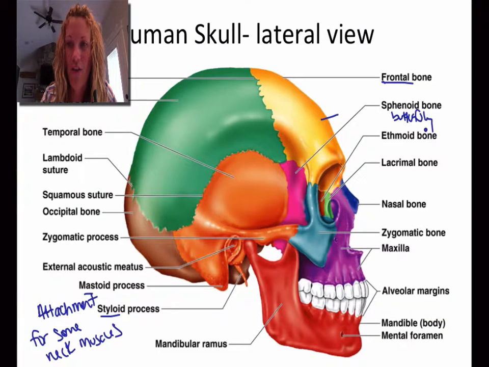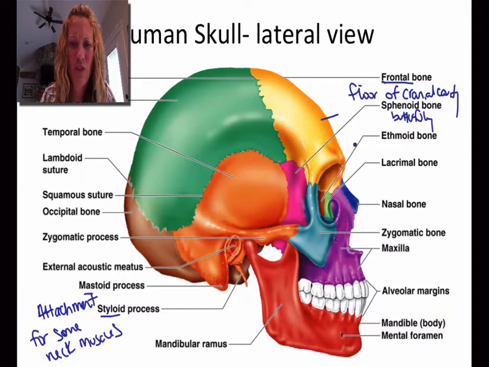As we look at some other pictures, it'll look a little bit more like a butterfly, but it really is butterfly shaped. And the sphenoid bone also makes up the floor of the cranial cavity. And again, that'll make a little bit more sense once we look at some different diagrams. Then we have the ethmoid bone. The ethmoid bone is going to form the roof of the nasal cavity.